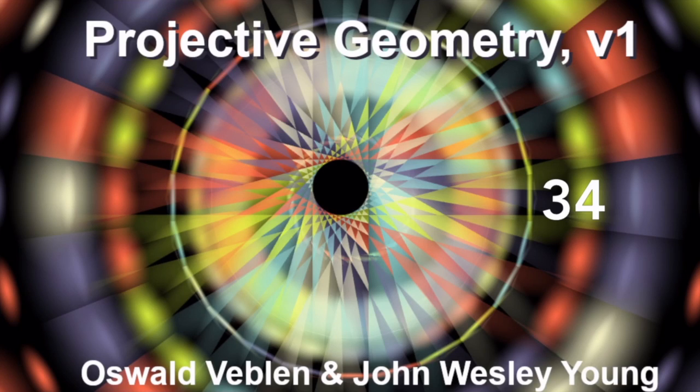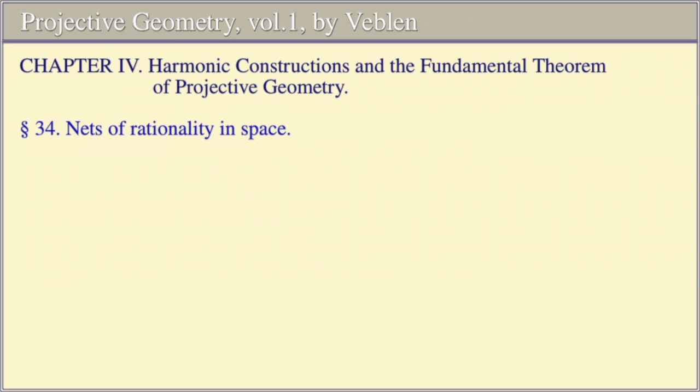Projective Geometry, Volume 1, by Oswald Veblen and John Wesley Young. Chapter 4, Harmonic Constructions and the Fundamental Theorem of Projective Geometry. Section 34, Nets of Rationality in Space.